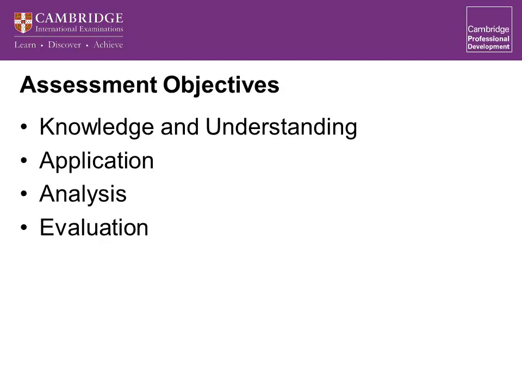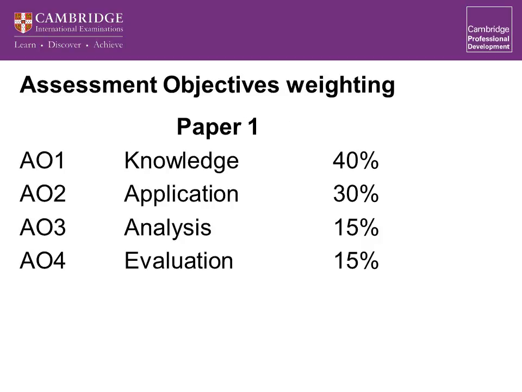Following on, then candidates will make judgments as to whether a particular course of action is going to be the best for a business. In conclusion, knowledge and understanding underpins all of this, but the other assessment objectives are the skills the learner should develop and show that they can use as part of their answers to questions. Now, these assessment objectives are weighted differently on the two papers, and I will now go on to look at paper 1. Assessment objectives weighting.